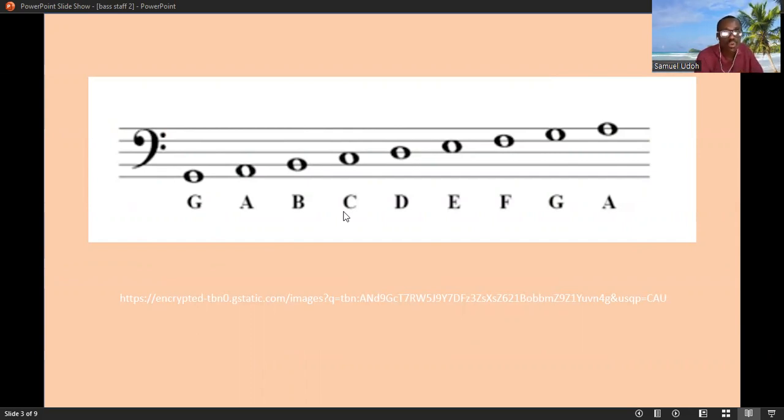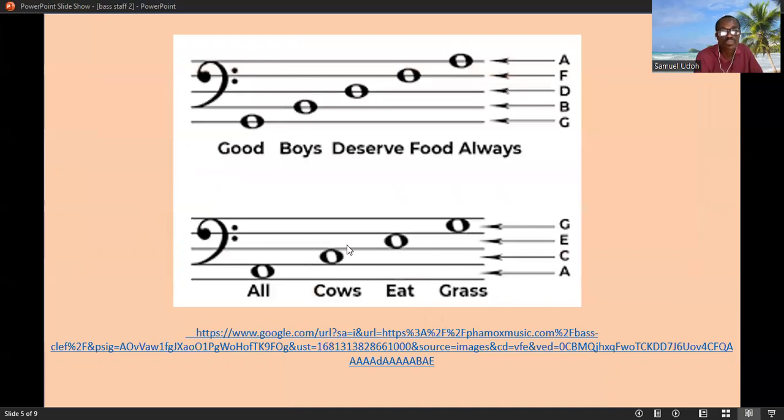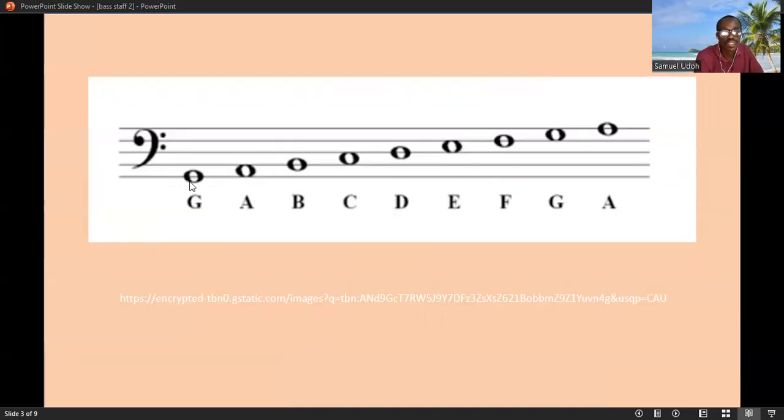Okay, so these are the letter names of the lines and spaces of the bass staff. The first line is G, first space is A, second line is B, second space is C, third line is D, third space is E, fourth line is F, fourth space is G, and the fifth line is A. So these are the letter names of the lines and spaces of the bass staff.